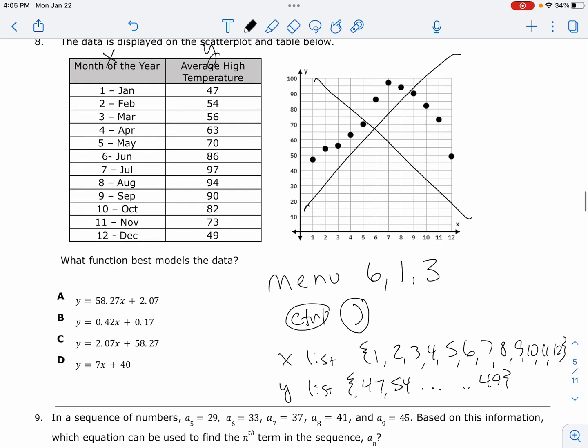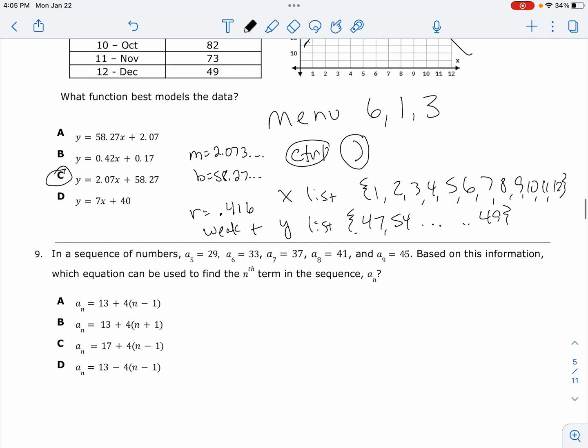And on my calculator, it gave me these numbers. M equals 2.073, kind of went on. B equals 58.27, kept going. And then also, I'm just going to go ahead and throw it out there, the R is 0.416. If y'all will remember, that's less than 0.5. I would say this is a weak positive. They don't ask it on this question, but it's a good time to talk about it. But I'm just going to match this up with these answer choices, and it looks like C. Slope is 2.073. Y-intercept is 58.27.